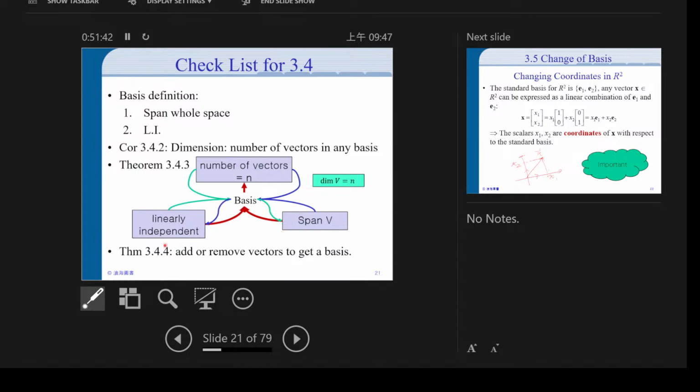Okay. And then you can kind of feel that a linearly independent set must have less than or equal to n vectors, and a spanning set of V must have greater than or equal to n vectors. And if you want to satisfy both, then you must have n vectors.